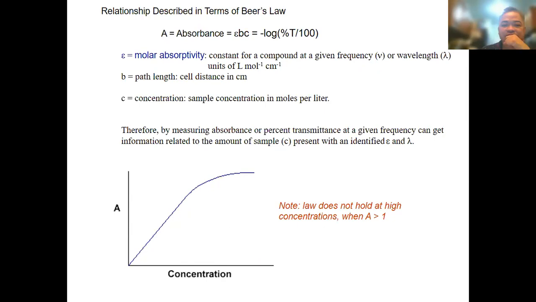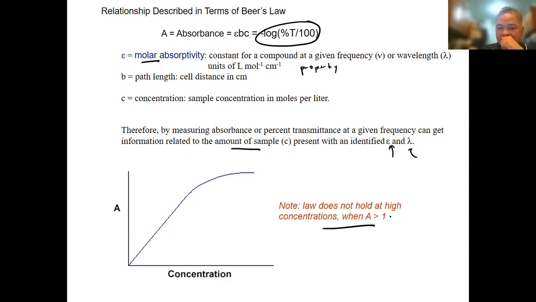Because if you're going to look at this one, absorbance is the negative log of the percent transmittance over 100. And as I have told you, molar absorptivity, we could say, is a property that can be used to identify or quantify a certain compound. But for you to get the molar absorptivity, you have to do some standardization first. And when you do this standardization, you always set a limit like this one. So if you measure the absorbance or percent transmittance at a given frequency, you can get information related to the amount of the sample present with a known molar absorptivity and absorbance.